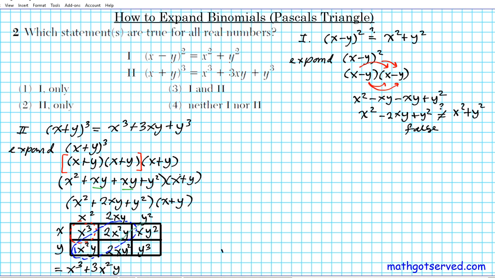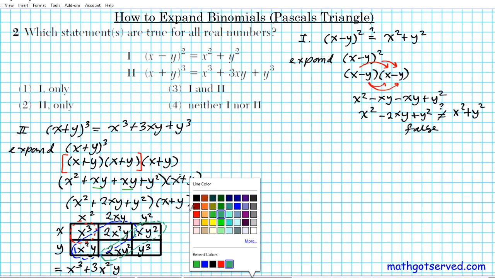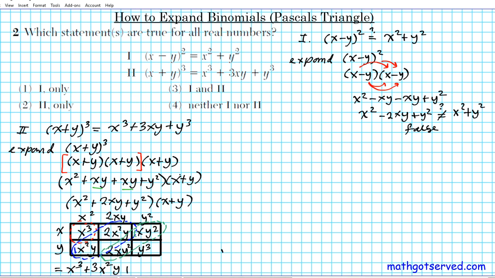So 2xy squared and xy squared are like terms. I can combine them together. This also has a coefficient of 1. So 2xy squared and xy squared can be combined to give you positive 3xy squared. And then the last term is y to the third. So plus y to the third. And that's your final answer.